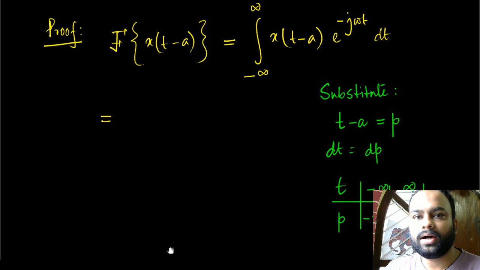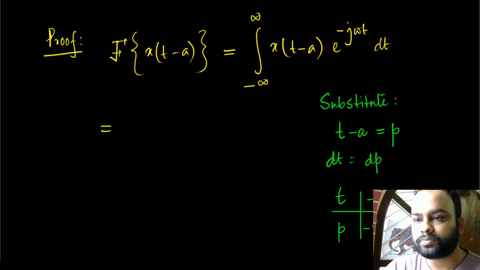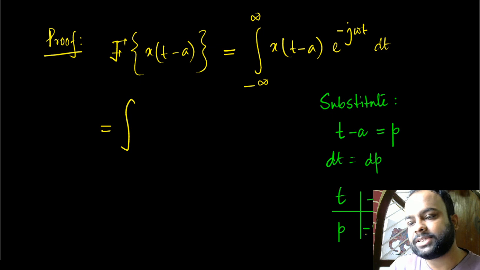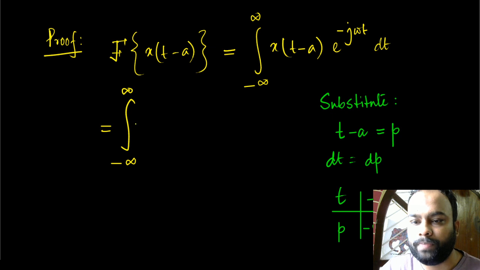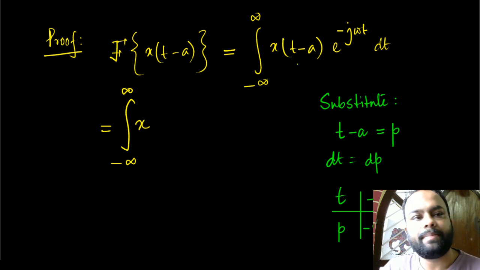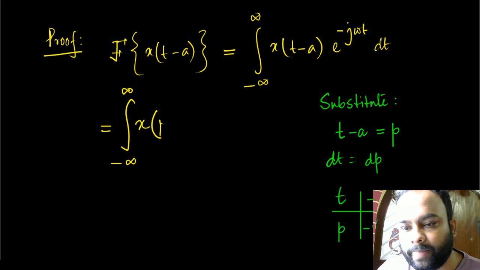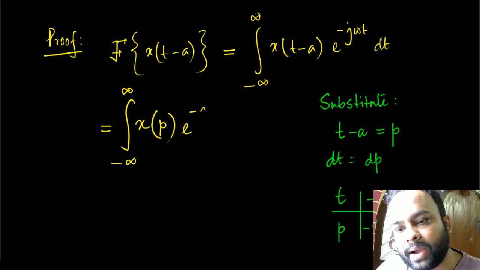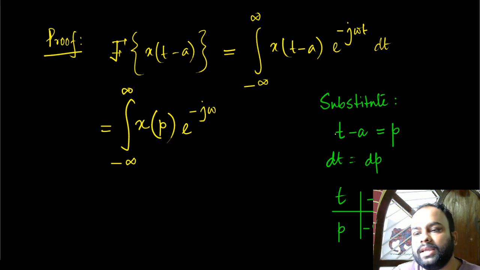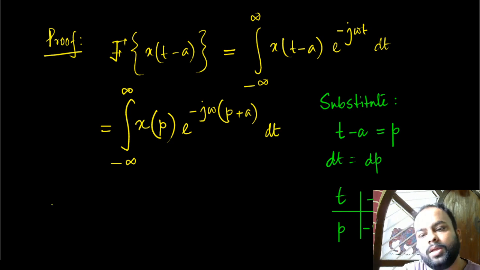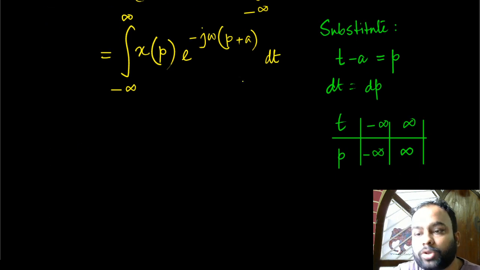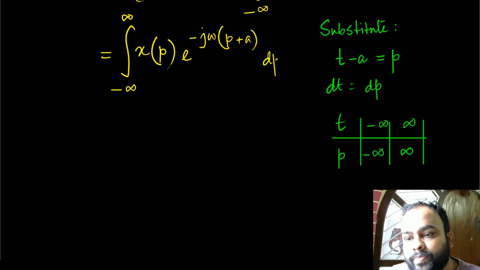So with that said, let's substitute everything here. The limit does not change; it remains from minus infinity to plus infinity, even though we have shifted everything to p. Instead of x(t minus a), of course I write x(p), and e to the power minus j omega, and instead of t, I now have to write p plus a, because t minus a is equal to p. So I write p plus a, dp. There is no issue with that.